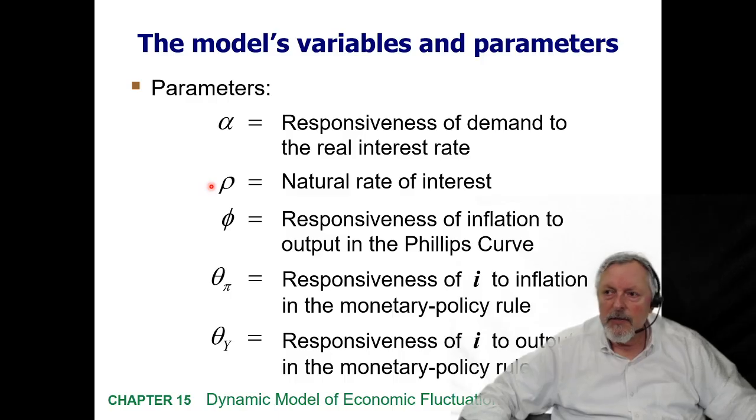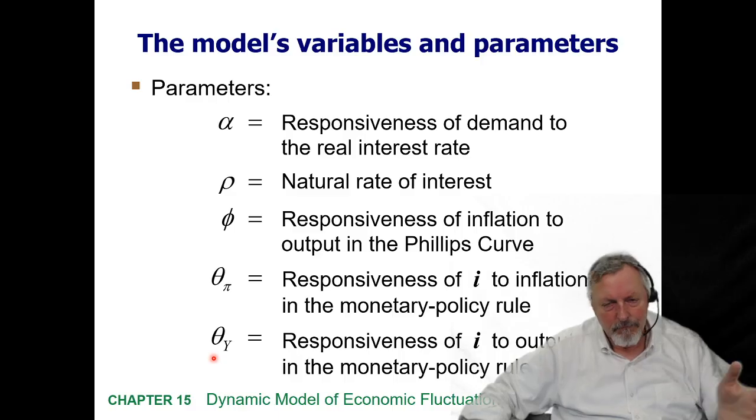Natural rate of interest: the real rate of interest absent any shocks. This is phi, the responsiveness of inflation to output. Theta sub pi is the responsiveness of the nominal interest rate to inflation in the monetary policy rule. And theta sub y is the responsiveness of the nominal interest rate to output in the monetary policy rule. These will be much more clear as we get into the model and you can see where they occur.